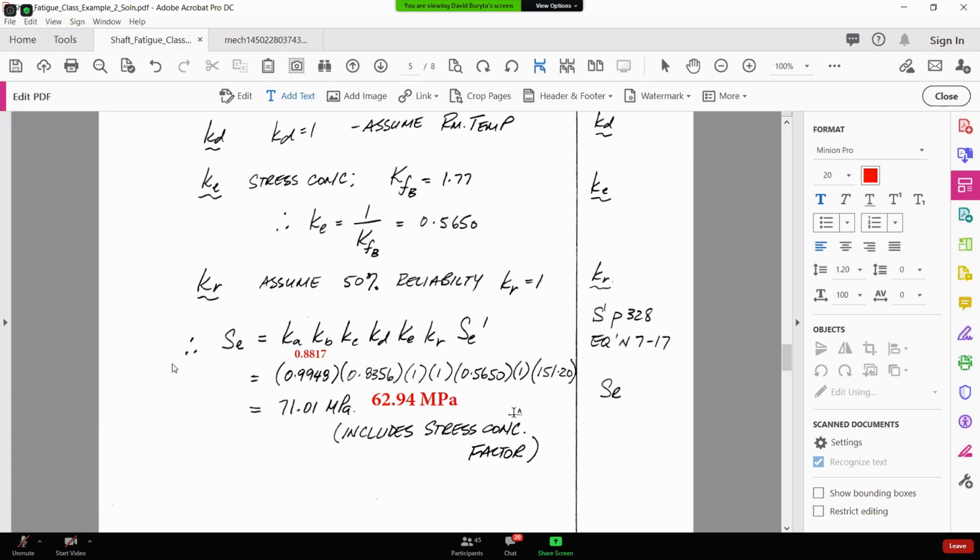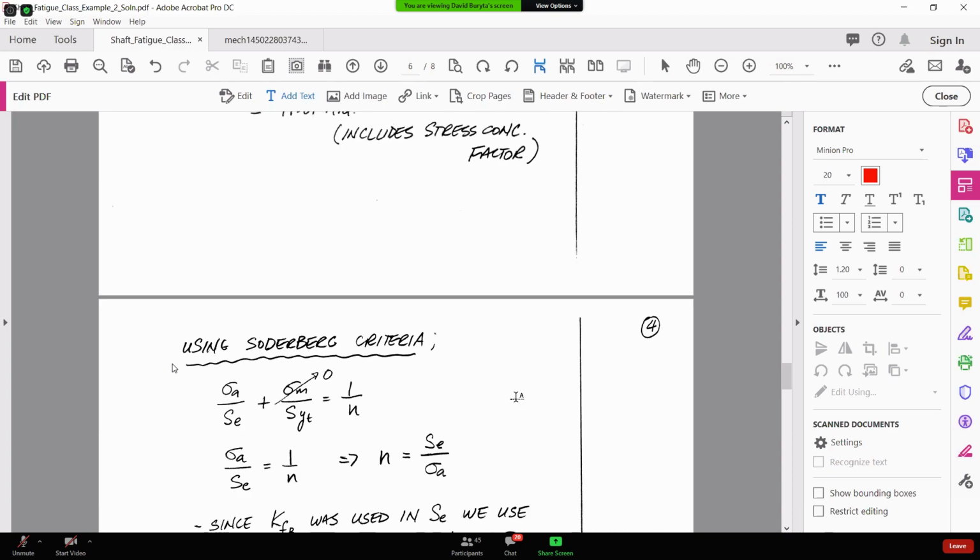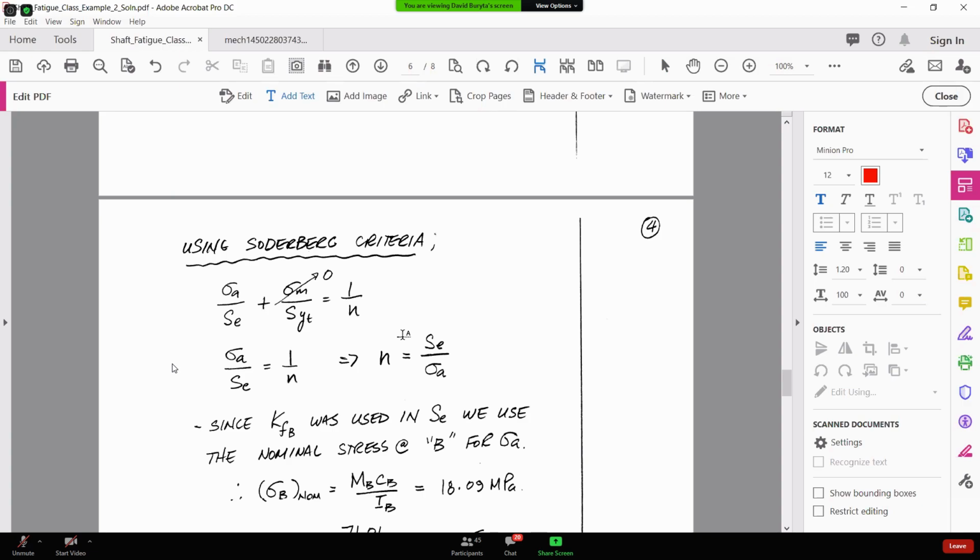So what we're after is the factor of safety against fatigue. If we use the Soderberg criteria, and it wouldn't matter if we use the Goodman criteria or the Soderberg criteria, right? Because this mean stress is going to go to 0, right? So the factor of safety against fatigue is just going to be the ratio of Se over sigma a, okay?